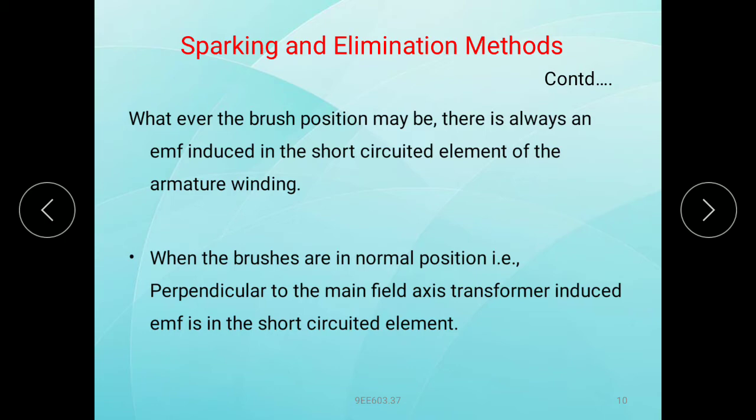When the brushes are in normal position, perpendicular to the main field flux axis, transformer induced EMF is in the short circuited element.